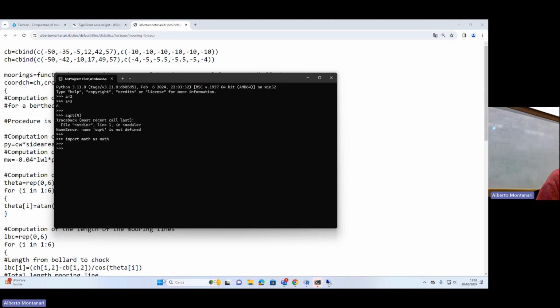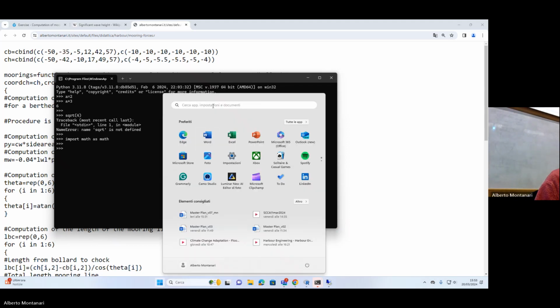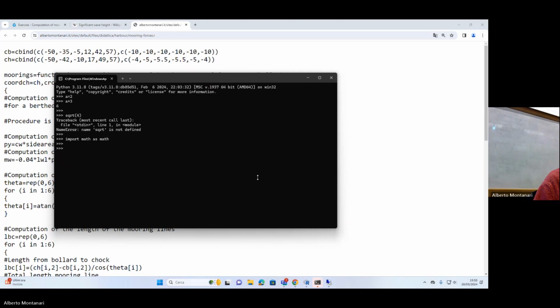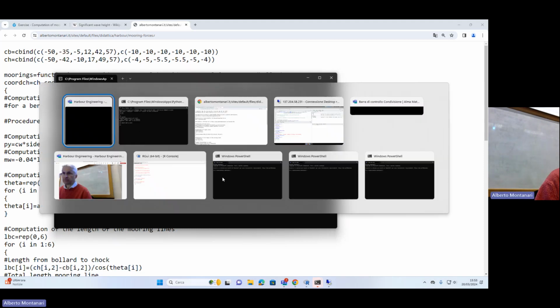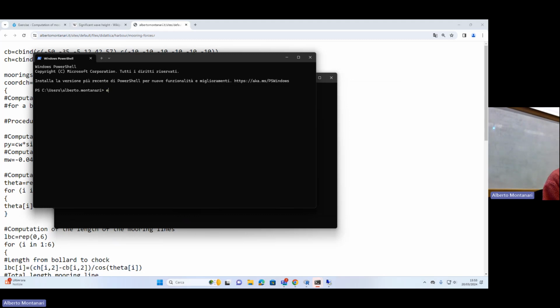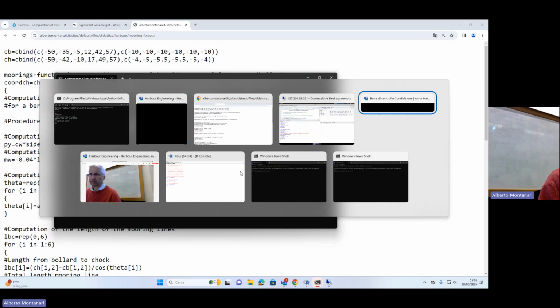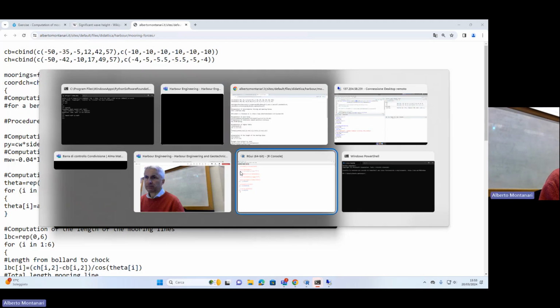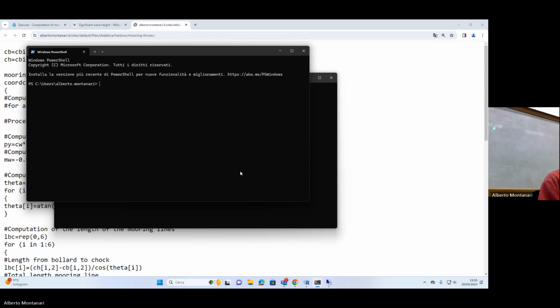Still 1 second. I don't understand. Ah, yeah, okay. It was open but not displayed. Sorry, one thing. I opened 3 of them, so I want to close the other ones. Okay, so this is the Windows terminal. You see Windows PowerShell.